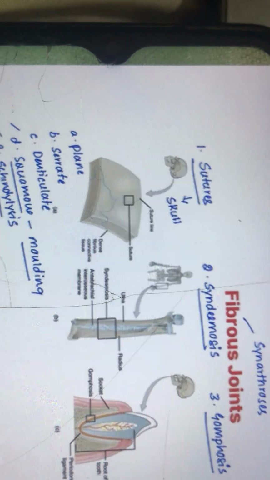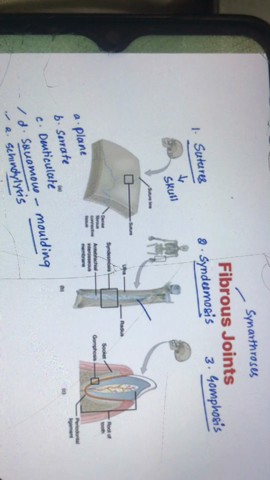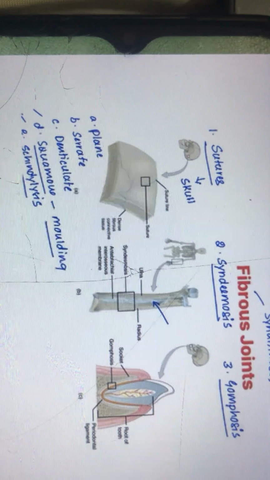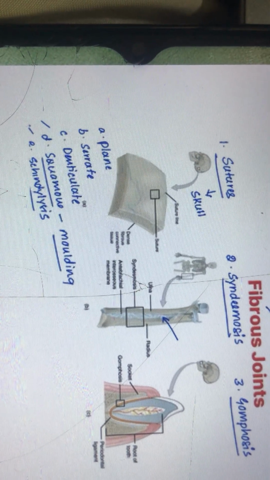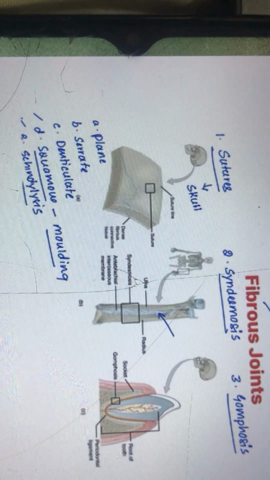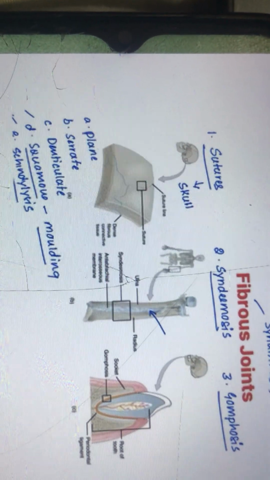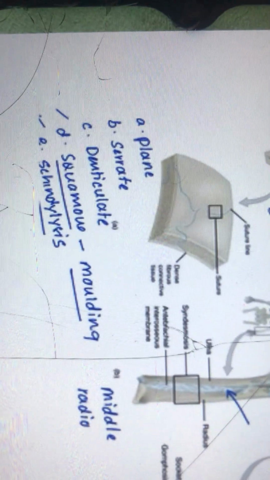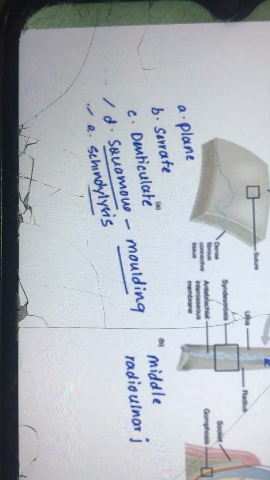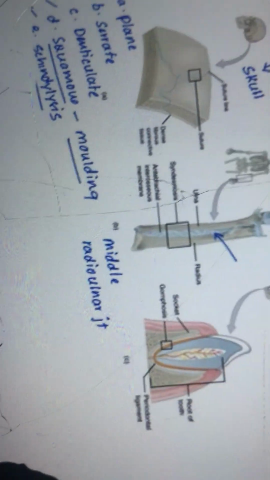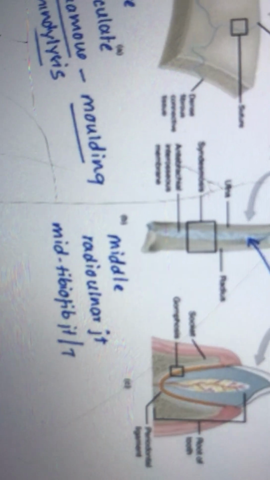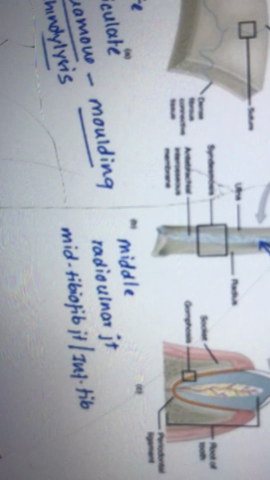Then what about syndesmosis? Syndesmosis is a special type of fibrous joint where two bones are interconnected by interosseous membrane or ligaments. So such joints are referred to as syndesmosis. The best example, as we can see here, is the middle radioulnar joint. Apart from this, the middle tibiofibular joint and also the inferior tibiofibular joint.